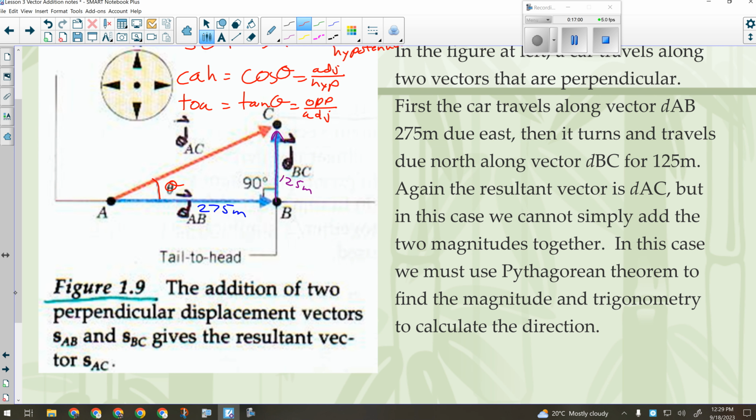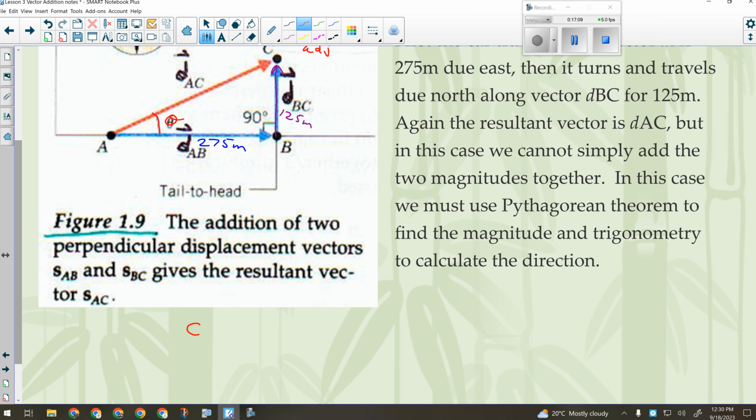All right, let's walk through this example then. So I want to calculate the displacement. We already said the first thing I'm going to do is use the Pythagorean theorem to get the magnitude of d, or the displacement. So the displacement, the red line, is going to be the square root of 275 squared plus 125 squared.